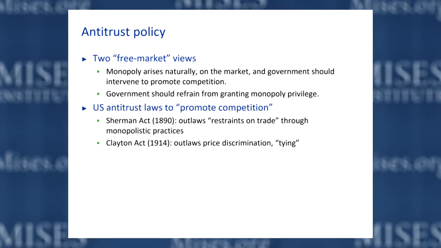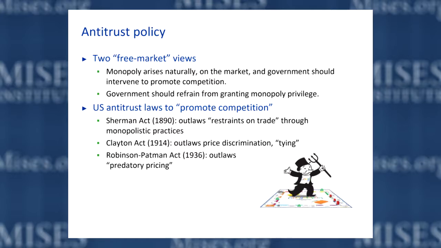A later piece of legislation, or some later pieces of legislation, expanded the notion of restraints on trade. For example, the Clayton Act, passed during 1914, outlawed price discrimination, which is charging different prices to different consumers for the identical good, or what's called tying, which is having as a condition of sale that the customer also buy another good. So you can buy my water bottle, but only if you also buy my soft drink. This is also illegal under antitrust laws.